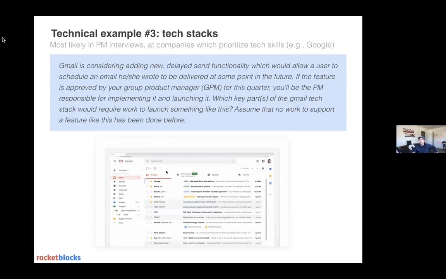So I'm going to pause here for a second and ask, after looking through these three examples, does anyone notice anything common about the three technical question examples I've thrown out?